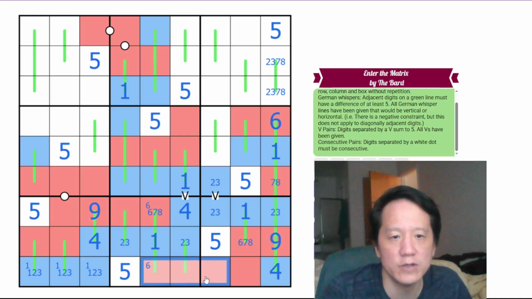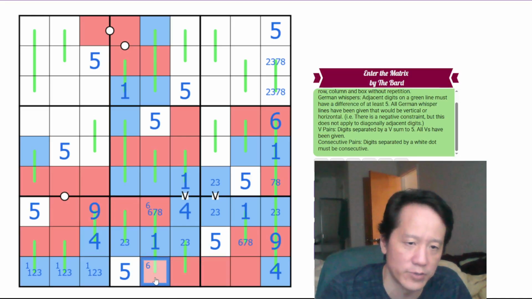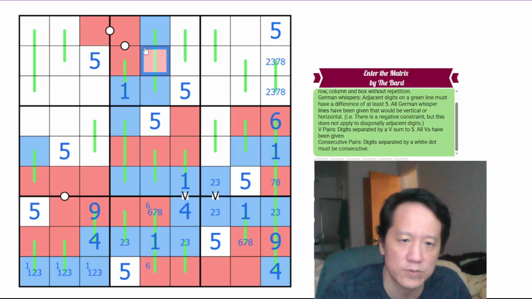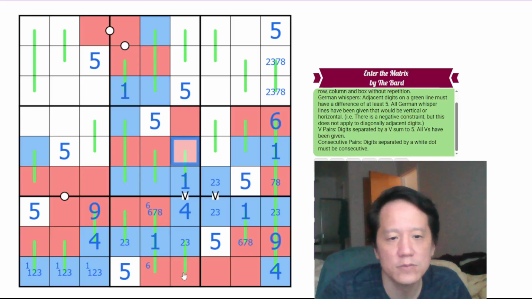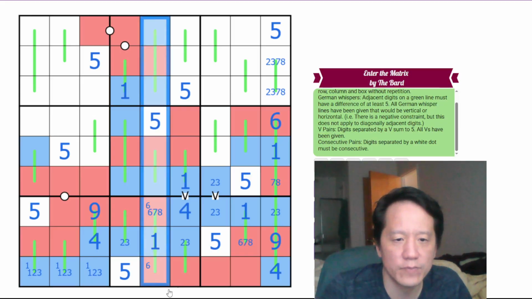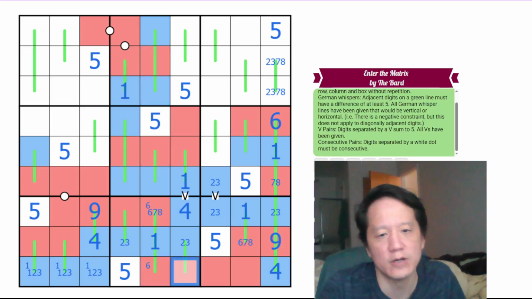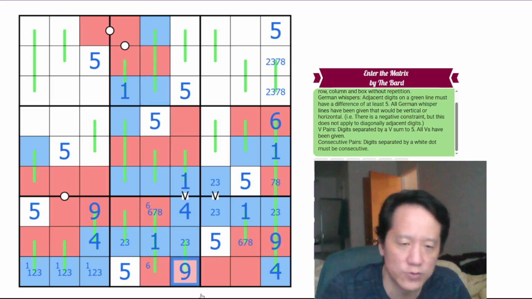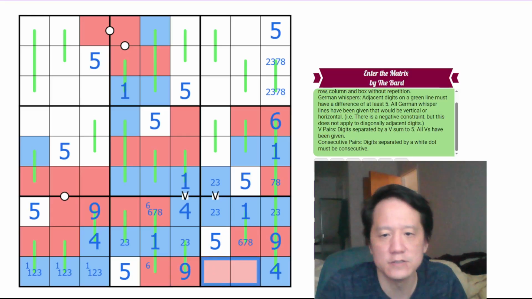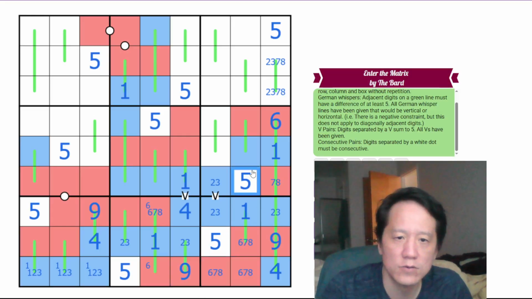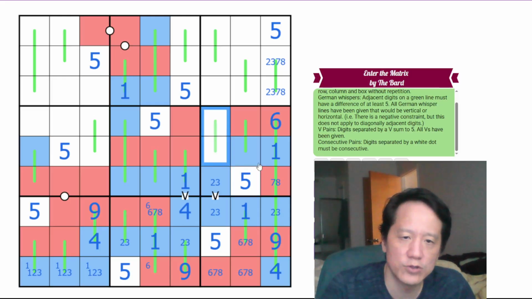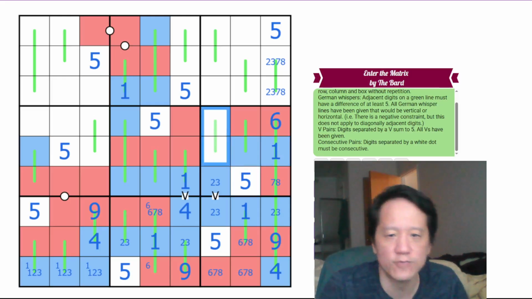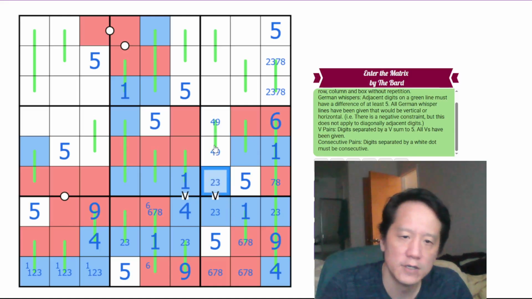9 could be either. No, 9 cannot be here because if 9 were here, the 4 doesn't have a 9 to be next to, right? In the column. So 9 can't be here. 9 has to be here for the same reasoning. This is 6, 7, or 8 here. This cannot be 2 or 3, and it cannot contain a 1. Therefore, this must be a 4, 9 pair.